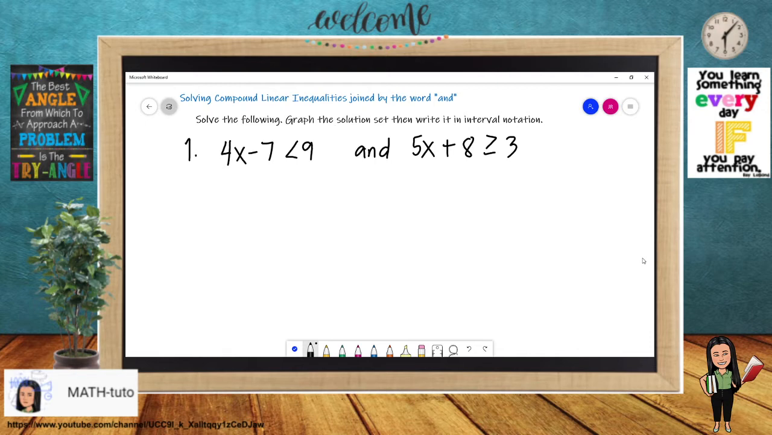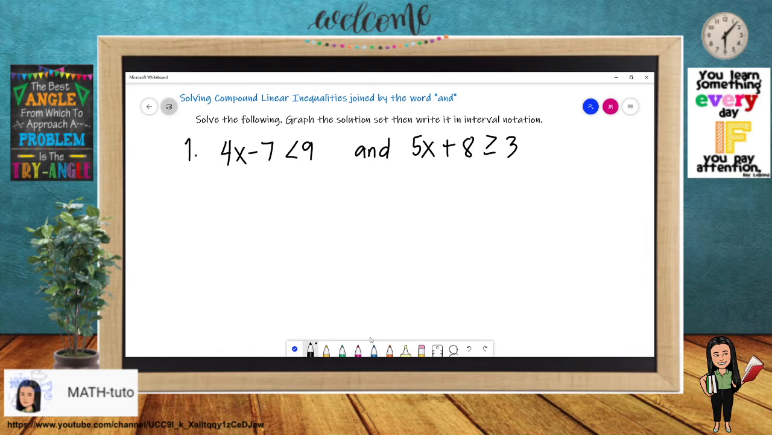Solve the following, graph the solution set, then write it in interval notation. 4x minus 7 is less than 9 and 5x plus 8 is greater than or equal to 3. So, the first step is to solve each of the inequalities. Since you are given two inequalities, we need to solve each one. And then the final answer, we will just write it in interval notation, since it is required in the direction.